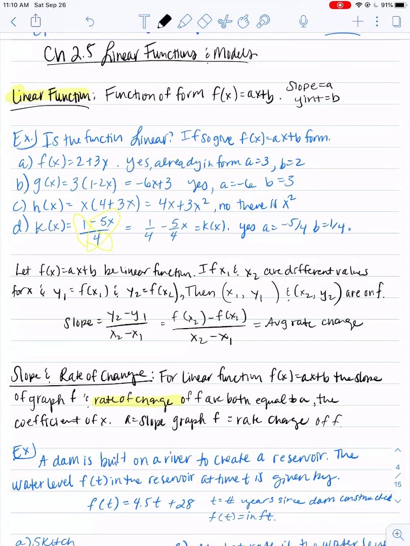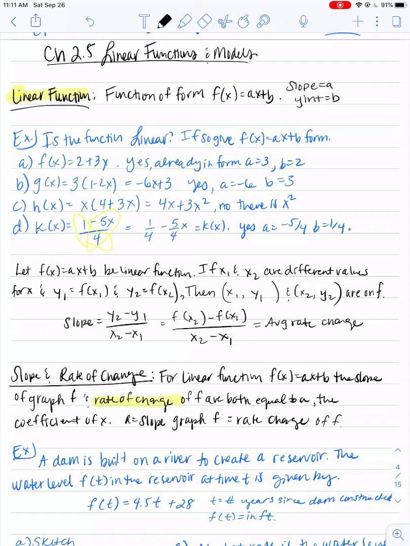Hey everyone, in this section we're going to be going over chapter 2.5, which is linear functions and models. So our linear function is the function of the form f of x equals ax plus b, where our slope is equal to our a and our y-intercept is equal to our b. So we want to find out if a function is linear, and then if so, we're going to give the f of x equals ax plus b form.